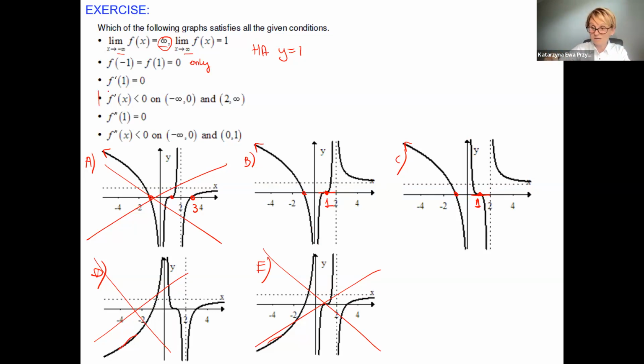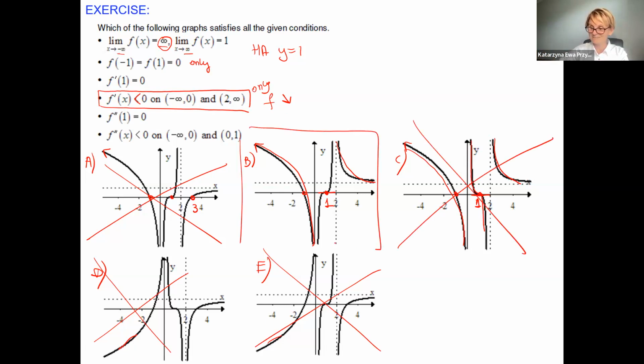First derivative. That means I'm looking for the first derivative. If the first derivative is less than 0, then the function is decreasing between -infinity and 0. That's good, and it is decreasing between 2 and infinity only. Then it's not decreasing here. It's actually increasing, because it's only decreasing on those intervals.